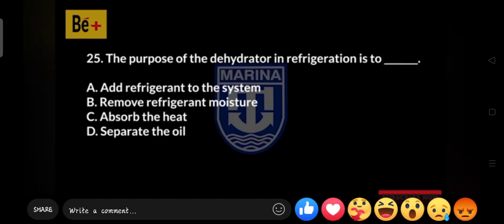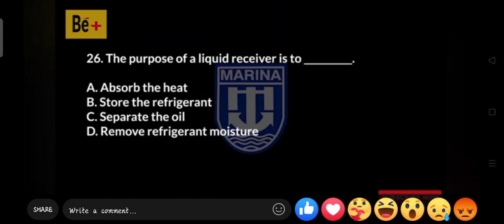The purpose of the dehydrator in refrigeration is to A. Add refrigerant to the system. B. Remove refrigerant moisture. C. Absorb the heat. D. Separate the oil. The answer is B. Remove refrigerant moisture.